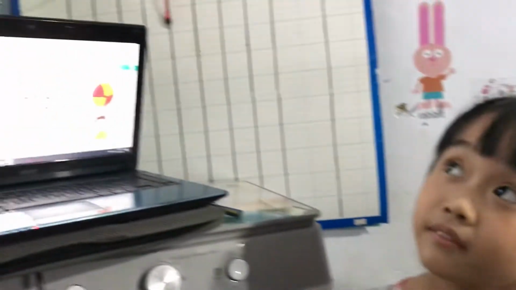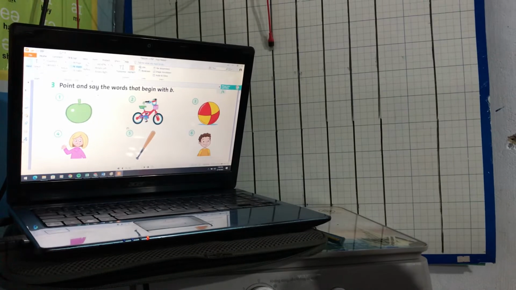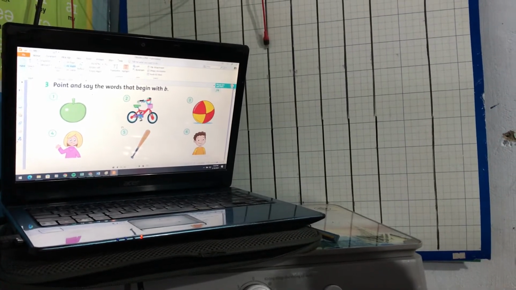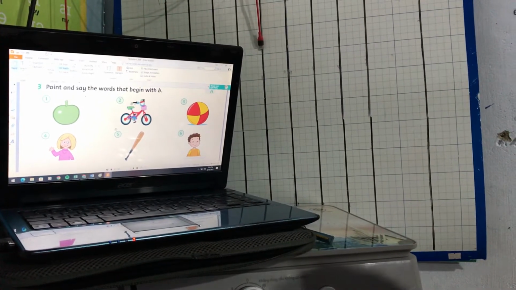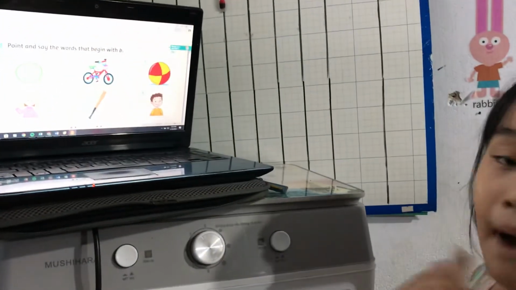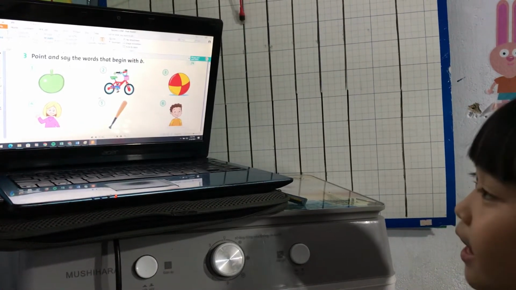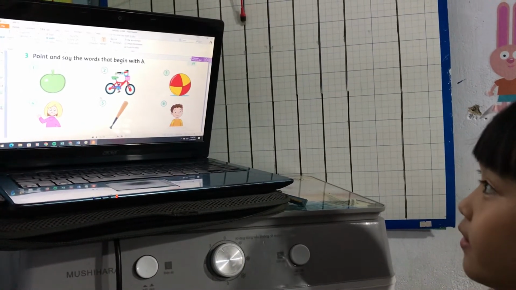So now let's look at the pictures on the laptop. Can you point and say the words that begin with B? Yes, miss. 2. Bike. It's a bike. It's red and has many colors.